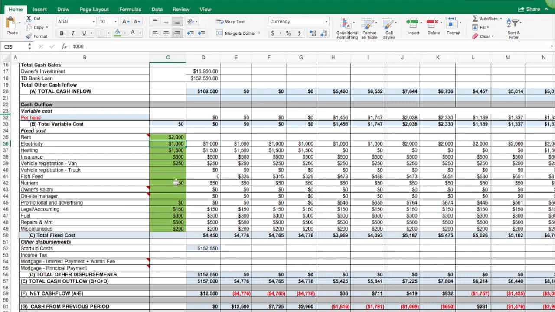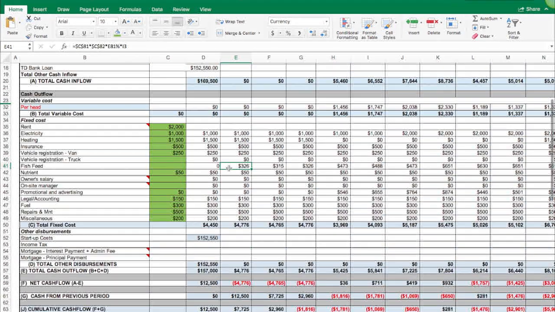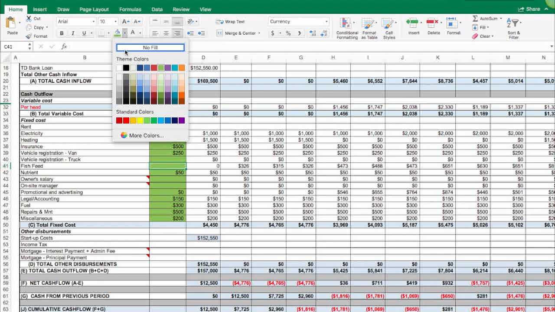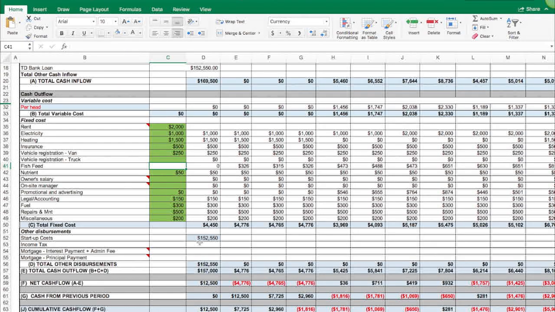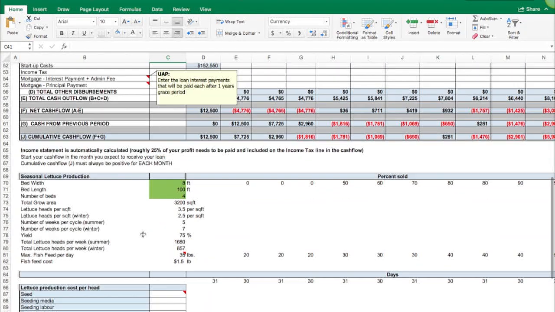Here you see fish feed, I've put in a formula here based on the numbers below that's going to help you get the fish feed. So you don't have to worry about putting a fish feed number here. So we can make this into a white cell, because you don't have to input any value in here. It's going to be automatically taken care of based on the amount of fish feed.